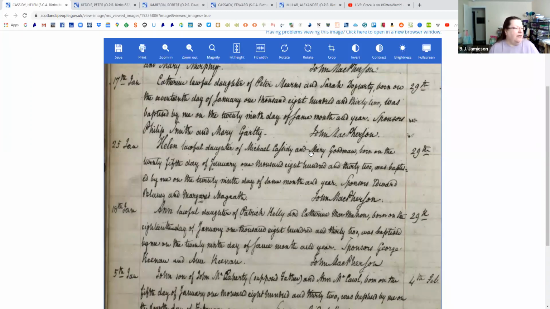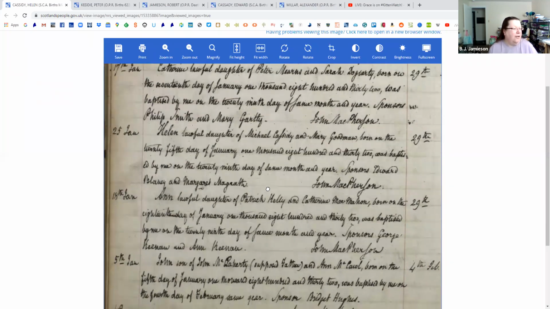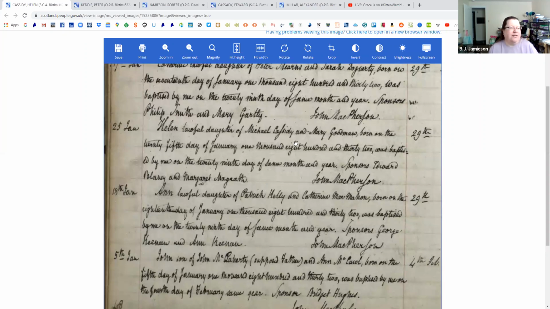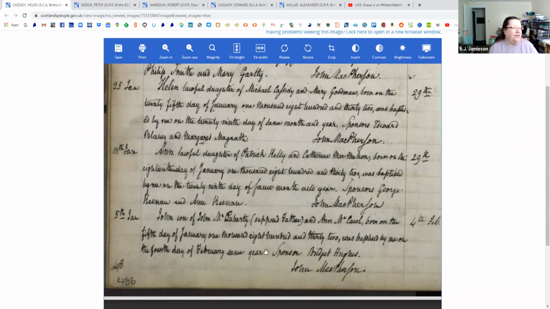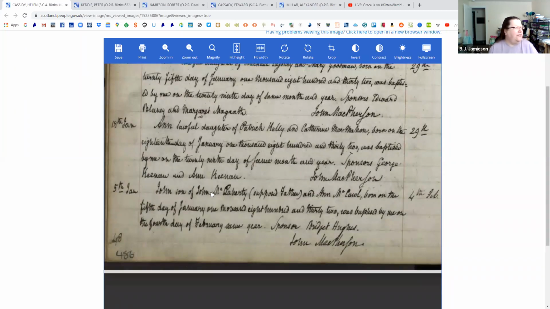Even in the Catholic records in Scotland, you get "Helen, lawful daughter of Michael Cassidy and Mary Goodman." Now, this doesn't specifically say that they're married, but by saying lawful daughter, it tells you that they are indeed married, even though she's listed by her maiden name. And here's the reason I chose to show you this one: "John, son of John McLaherty, supposed father, and Anne McCall." So I'm guessing in this case, he has not admitted paternity, but she's accused him of being the father. So I just figured you guys would be interested in that.